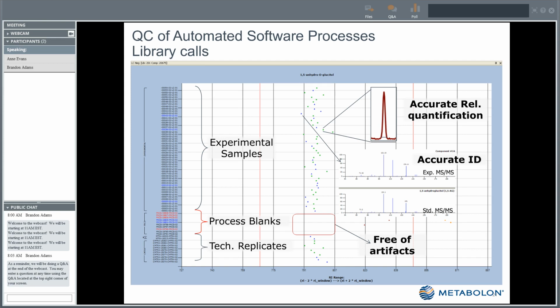Now, part of the reason we're able to invest the time to do this is because we're not trying to do this for every single peak that we detected in the original data. The library has allowed us to get to a much smaller list of potential compounds, and then we can spend the time making sure the calls and the integration of these peaks are of the highest quality.